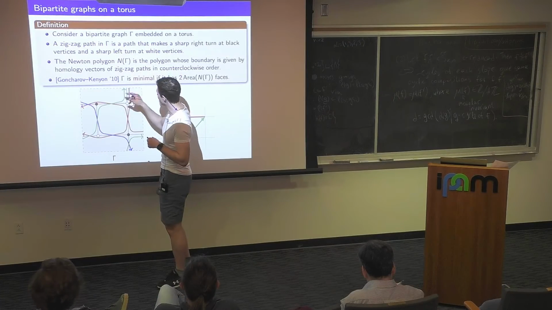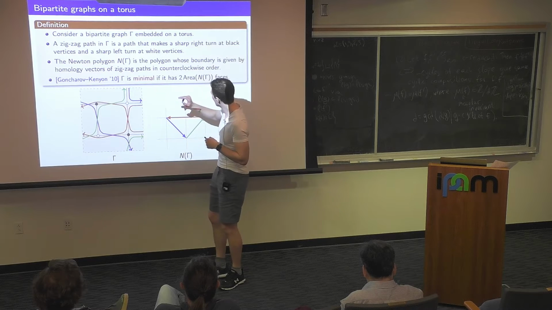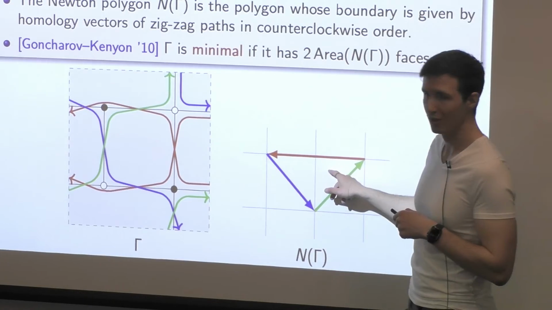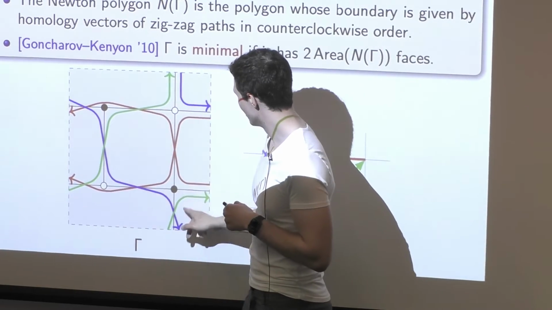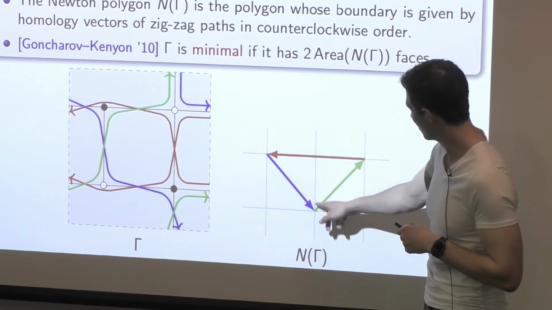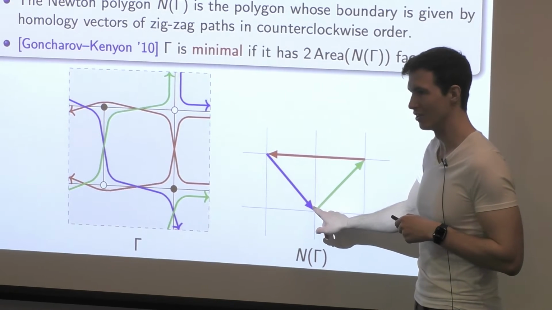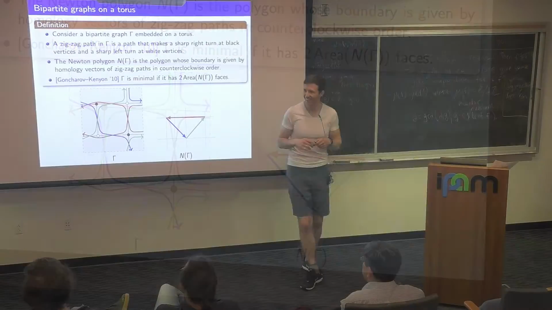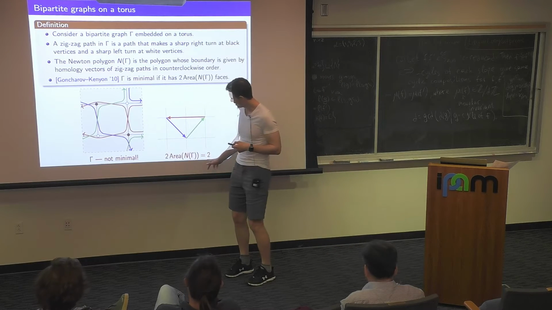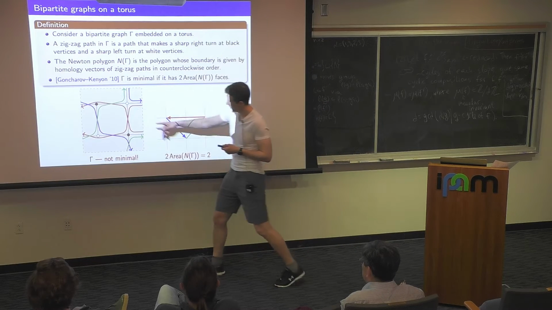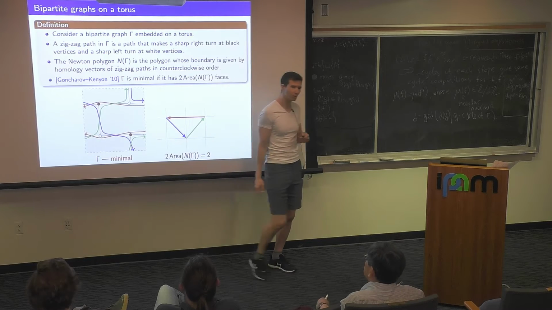Here's the definition from Goncharov and Kenyon: a graph on a torus is minimal if it has twice the area faces. So for example, here twice the area is equal to 2. The number of faces is 1, 2, 3. So this is 1/2, this is 1/2, so twice the area is 2. So twice the area is 2, and the graph is not minimal according to this definition. And if you remove this edge, then it becomes minimal. So great.